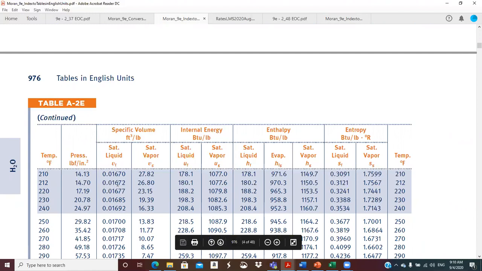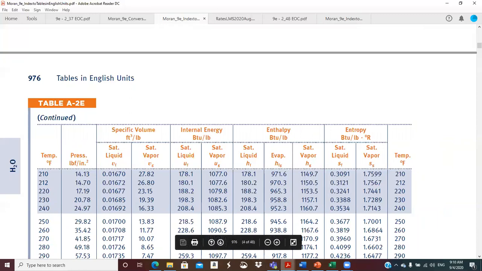Okay, and notice the big difference in specific volume. That liquid, for a unit mass, this is a pound, doesn't take up much volume. If I vaporize it, it takes up a whole bunch. So it goes from 0.01672 cubic feet per pound to 26.8 cubic feet per pound.